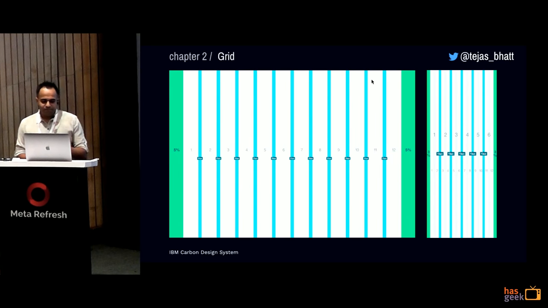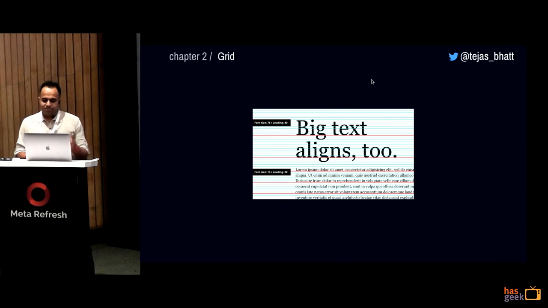This is an example from IBM's Carbon design system and how the grid system responds to screen size changes. And another example is how typography sits on a vertical baseline.